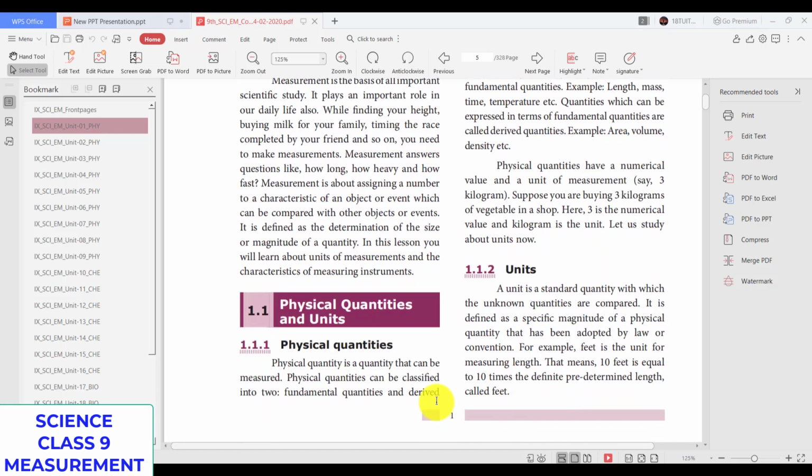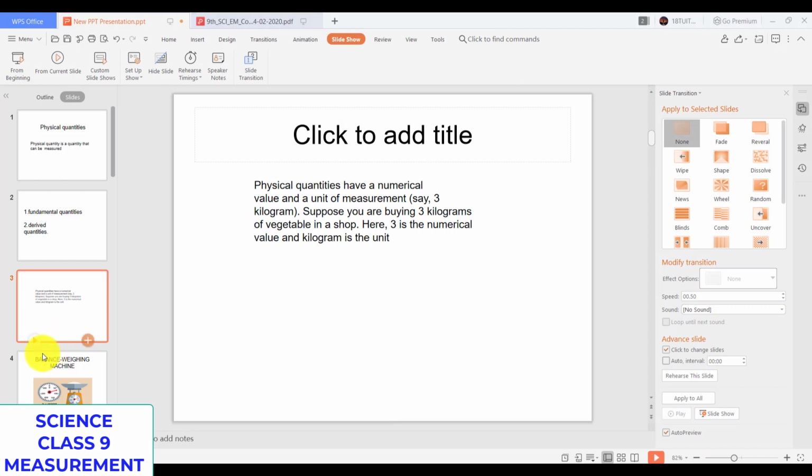Then coming to the case of units. What is a unit? A unit is a standard quantity with which the unknown quantities are compared. Suppose you have 5 to 7 mangoes. You don't know the weight of those mangoes. When you compare with another measuring tool, then only you can find the quantity that is to be weighed, is it not? So we have to compare with another standard one, and for this we use some weights in our daily life, is it not?